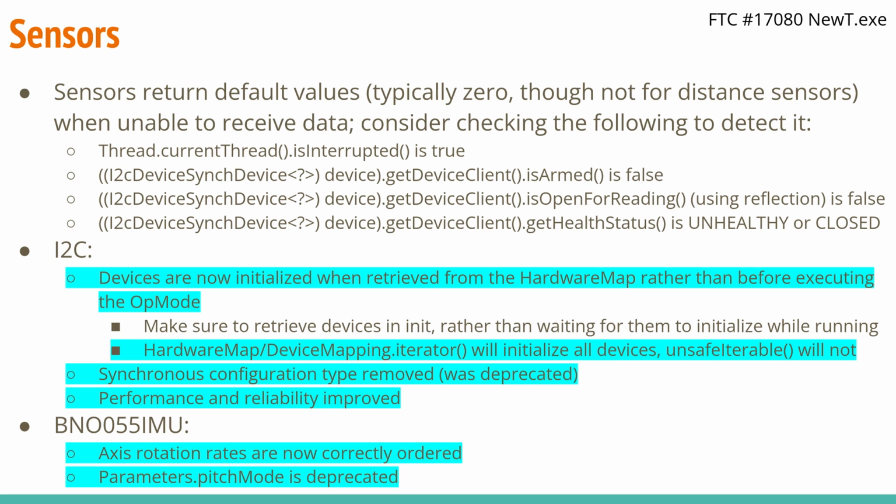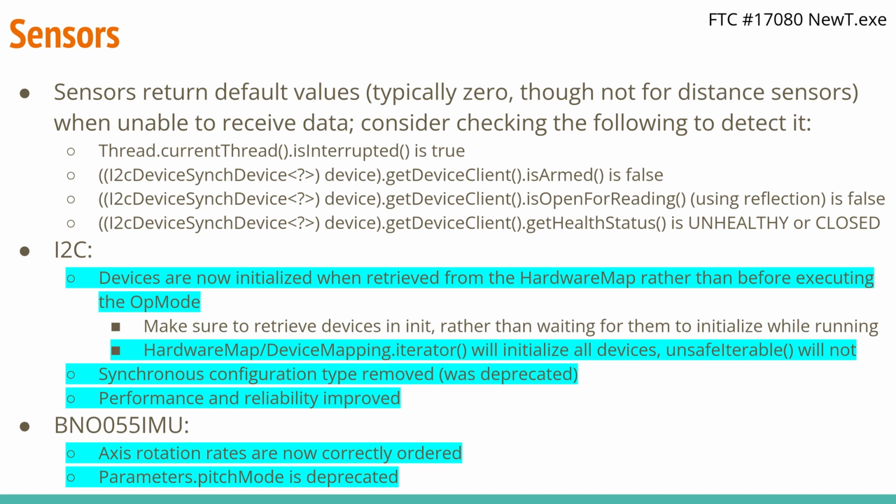So basically the key thing is that if the first time you retrieve a device is in run, your robot's probably going to be unresponsive for a couple of seconds while it initializes the device. So make sure to initialize them in init. And you probably want to either create a variable or a field for them and store them there.